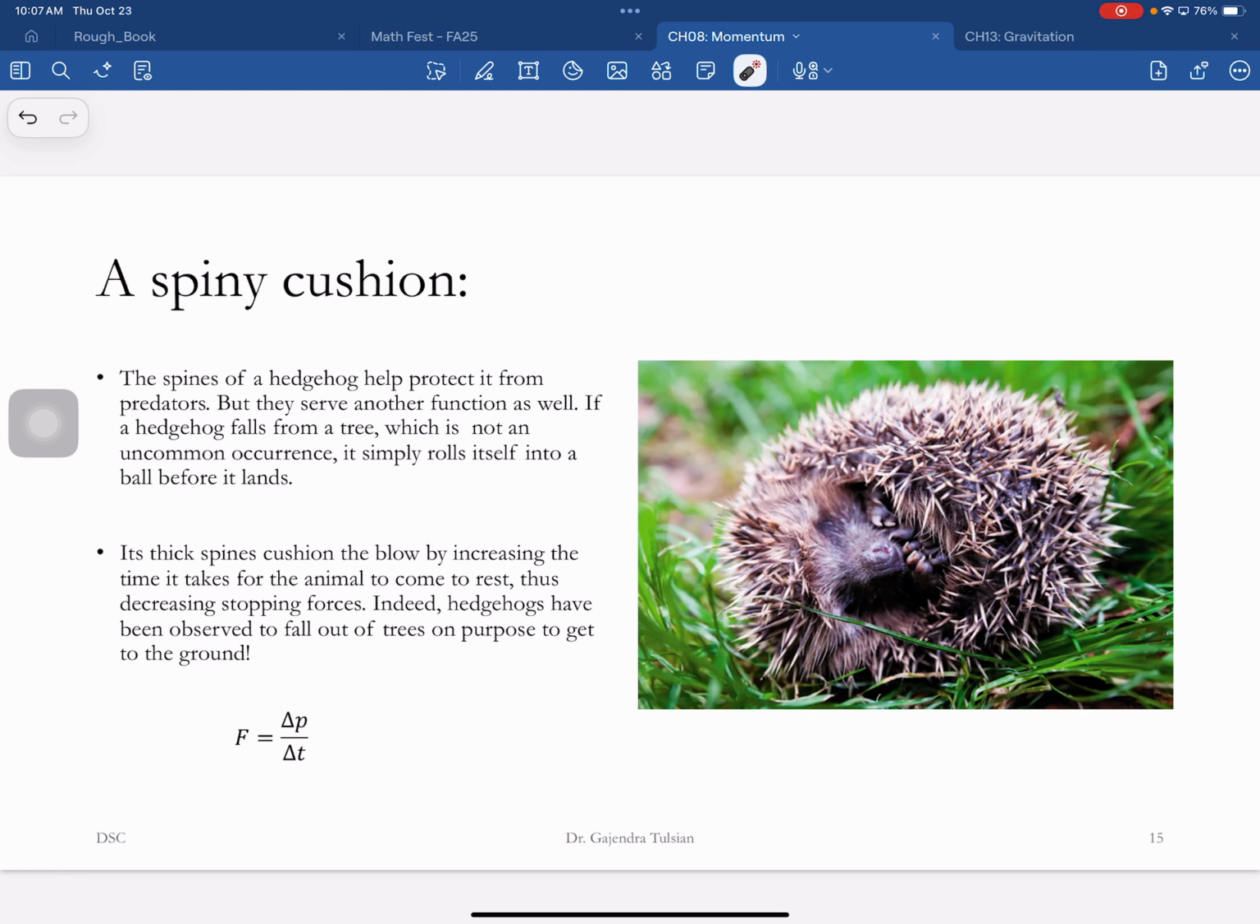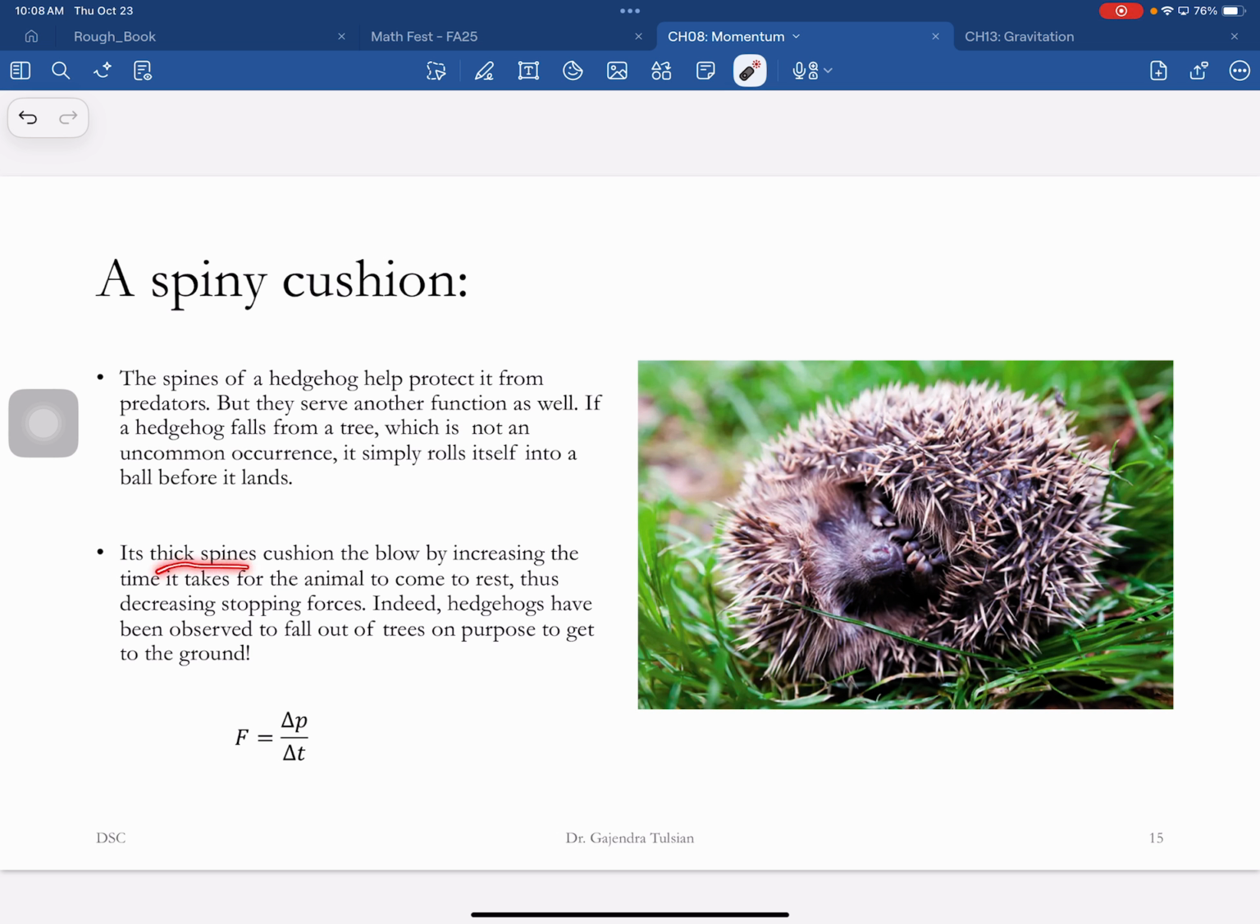So here's an airbag. This is a hedgehog, and the spines are protected from predators, but they're also used for another thing. These guys can fall from trees and not hurt themselves. When they fall from trees, they roll themselves into a ball, and then the spines act like an airbag.